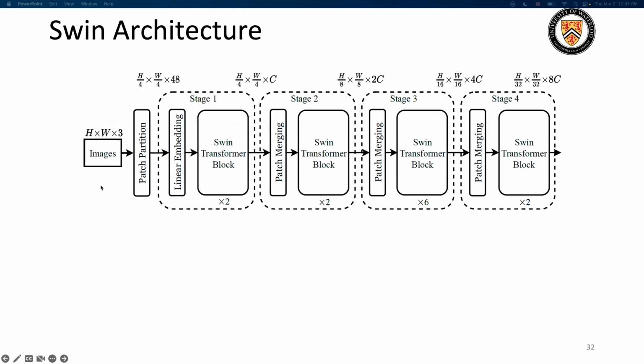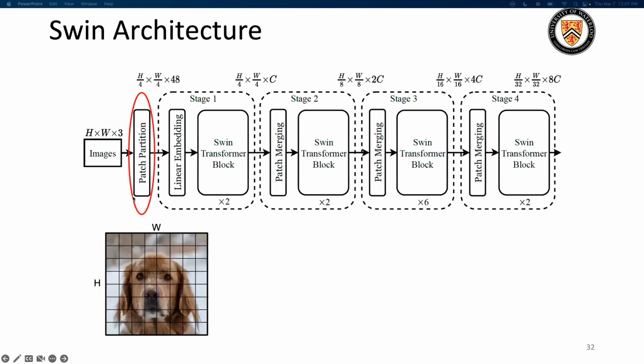Now, this is an image, H by W by three channels. The first component that this image goes through is patch partition. As you can imagine, this component will only make patches. So each of these patches will be 4 by 4 by 3. So the dimension of this patch is 48. And the number of patches will be H divided by 4, W divided by 4.